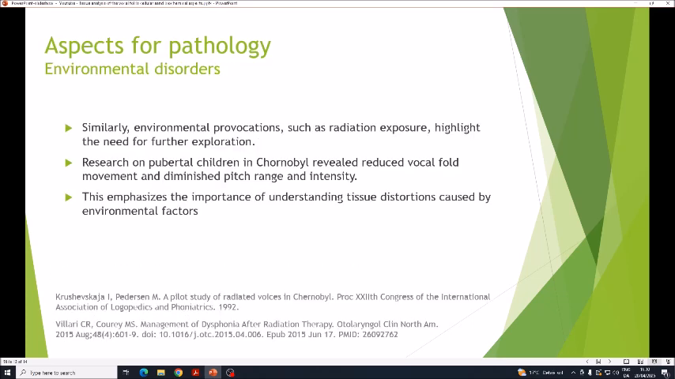Environmental factors like radiation affect voice, yet remain understudied. A study on children exposed to the Chernobyl disaster showed reduced vocal fold movement and pitch range during puberty, highlighting the need to understand environmental impacts.